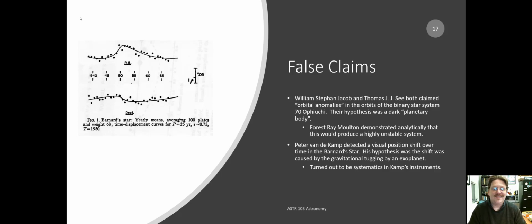The problem was that this issue was not repeatable, because again, Van de Kamp was so highly respected that when this extraordinary claim came out, everybody pretty much stopped what they were doing and looked at Barnard's star to see whether or not they could see what Van de Kamp was seeing. Unfortunately, they couldn't. And so Van de Kamp's claim was essentially thrown on the trash heap.